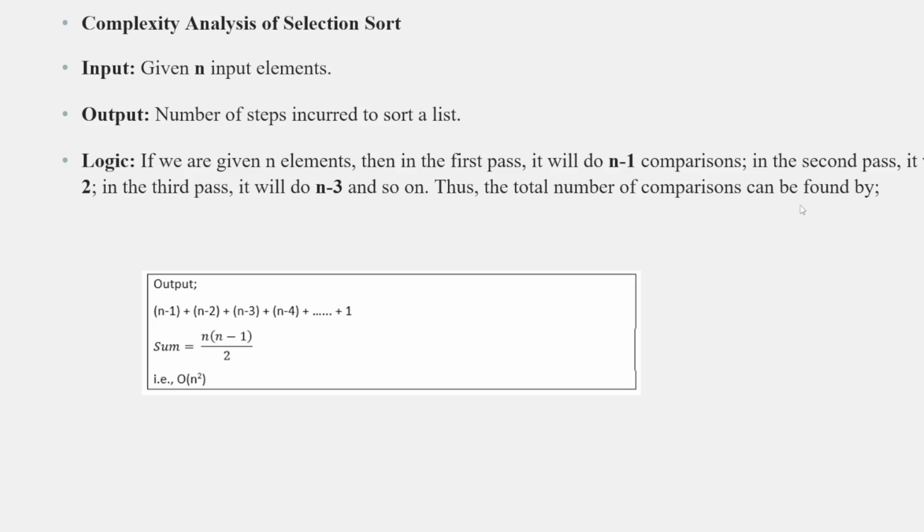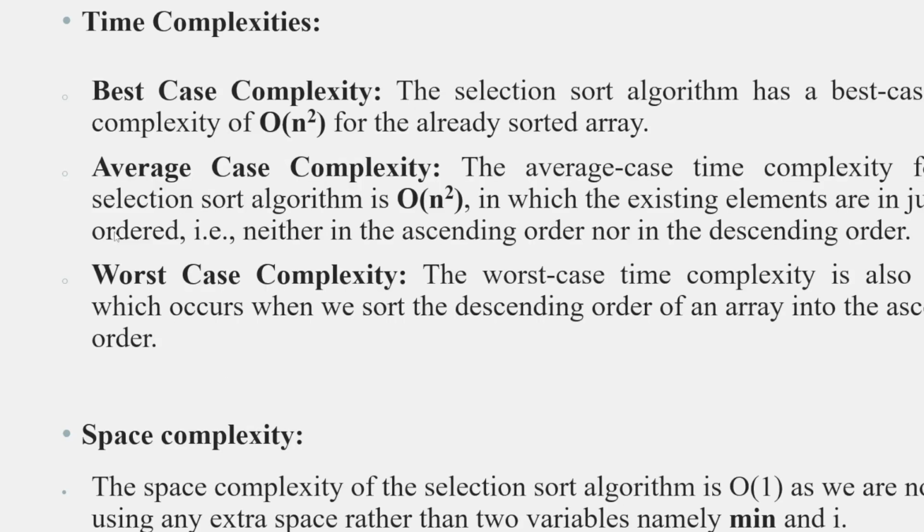So the total number of comparisons is n minus 1 plus n minus 2 and so on, that is n into n minus 1 divided by 2. We will ignore the constants and the time complexity is order of n square. Now the best case time complexity. What is meant by best case? If the elements are already in sorted order, that is known as the best case. The complexity is order of n square.